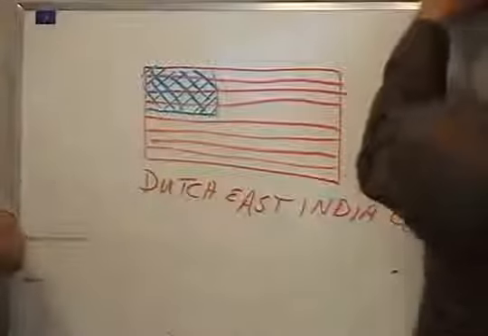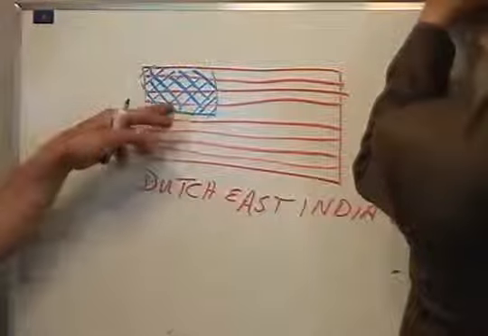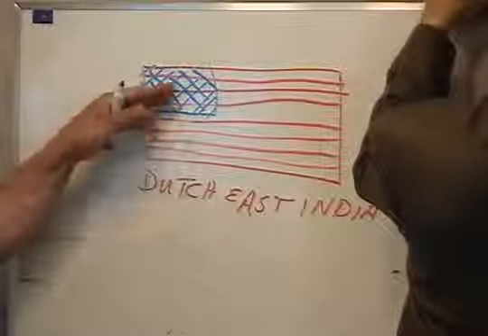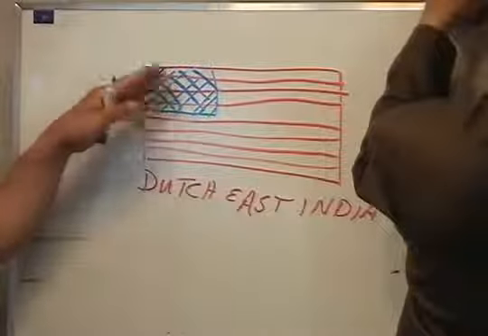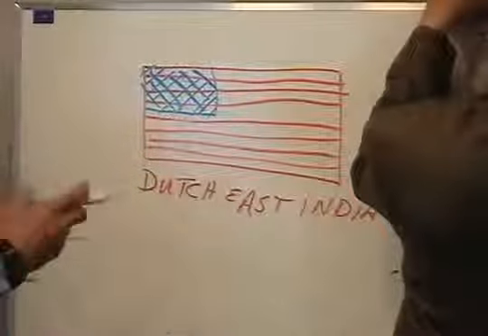with different portions quartered off here in the upper left, signifying different countries. There'll be eagles and there'll be various animals involved in there. There'll be elephants and camels and what have you. But the Dutch East India Company was the original corporation.